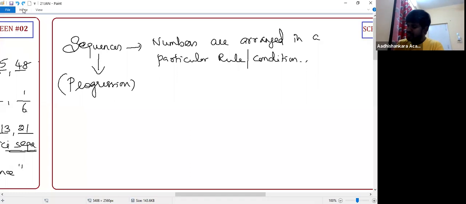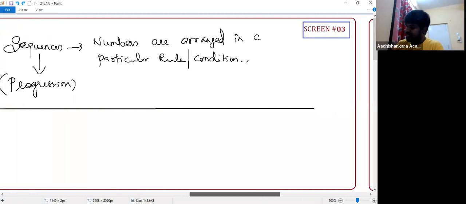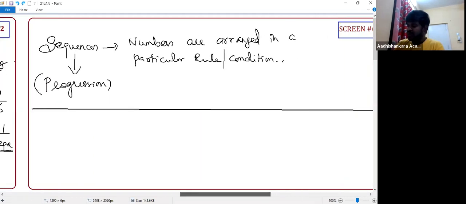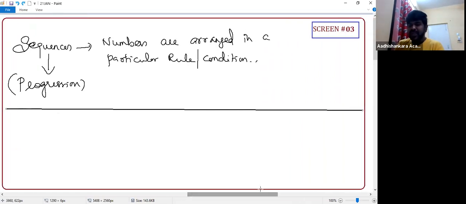Clear? Now, guys, in general, your chapter name is what? Arithmetic progression. It is not just arithmetic progression. It includes 3 different topics.